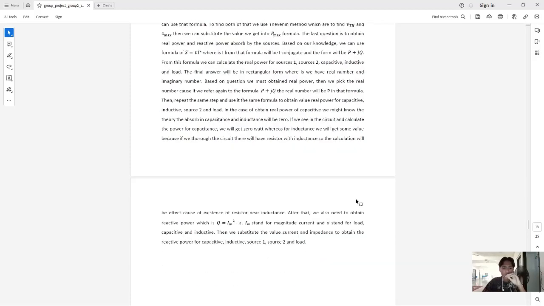For the reactive power, we use the formula Q equal to I_M squared multiplied by X, where I_M stands for the magnetic current and X stands for the load, capacitive and inductive. Then we substitute the values of current and impedance to obtain the power for the capacitor, inductor, source 1, source 2, and load.